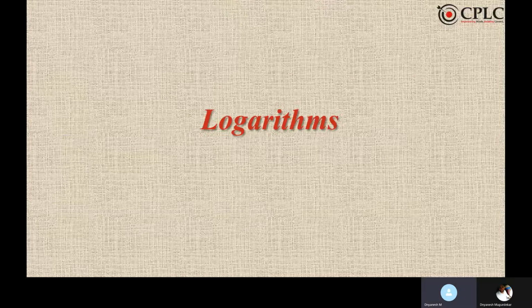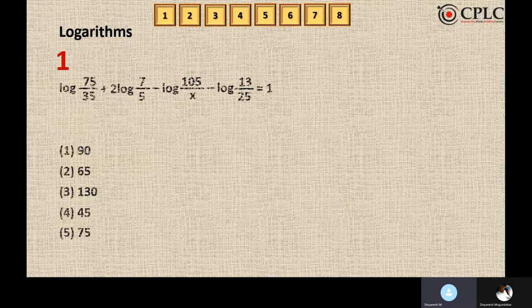Hi everyone. The next topic that we are discussing is logarithms. So the first question: log of 75 upon 35 plus 2 log 7 by 5 minus log of 105 upon x minus log of 13 upon 25 is equal to 1. Obviously, we have to find the value of x.